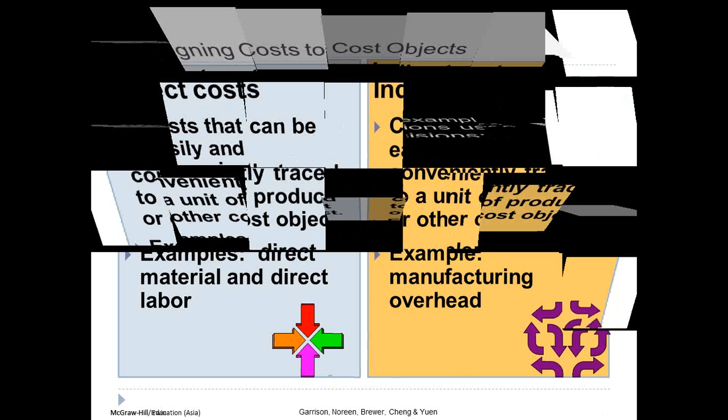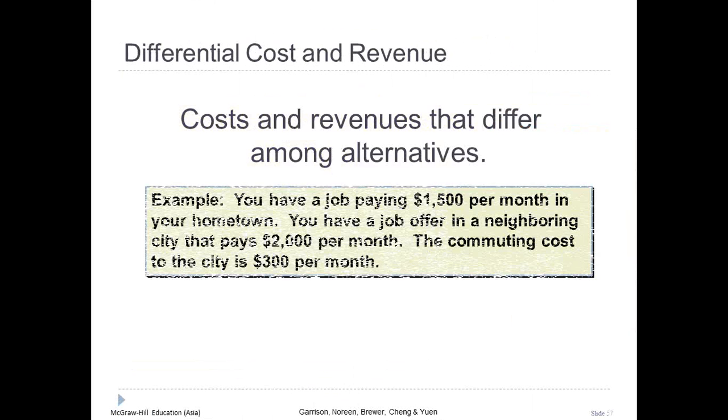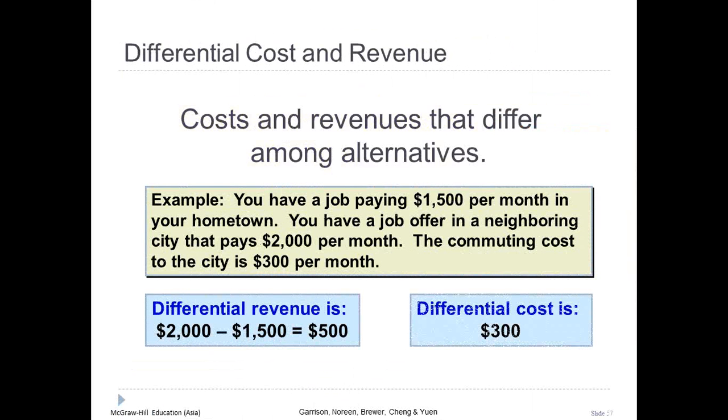Costs and benefits that differ between alternatives are relevant in a decision. All other costs and benefits are irrelevant and can and should be ignored. To make decisions, it is essential to have a grasp on three concepts: differential costs, opportunity costs, and sunk costs. Differential costs, or incremental costs, is the difference in cost between two alternatives. Differential costs can be either fixed or variable.